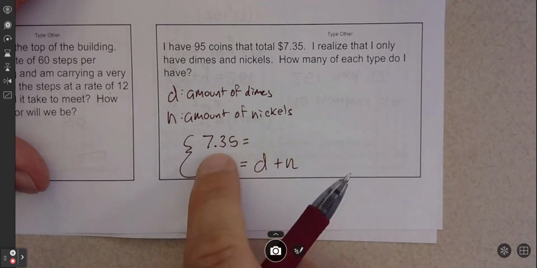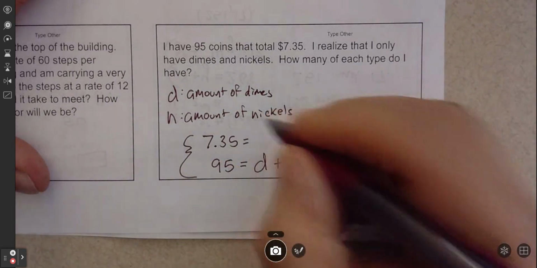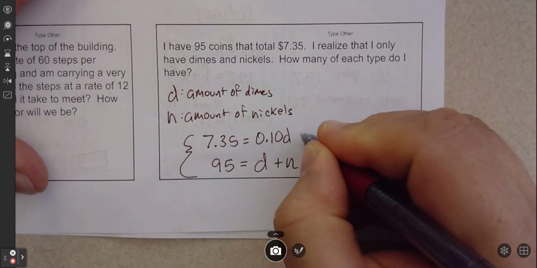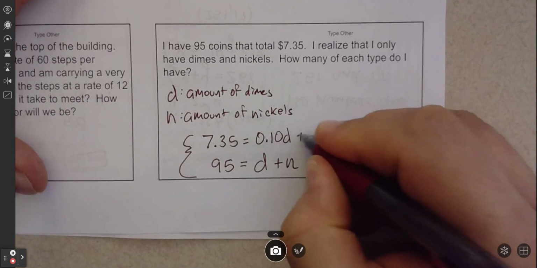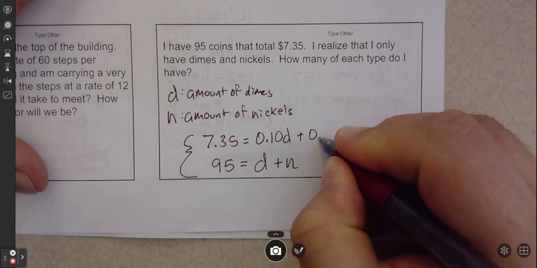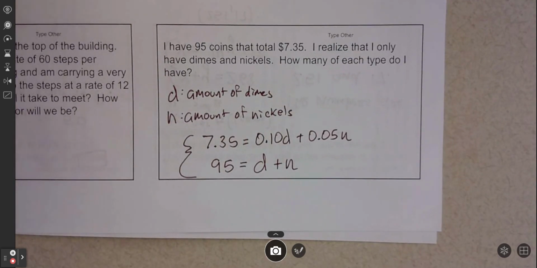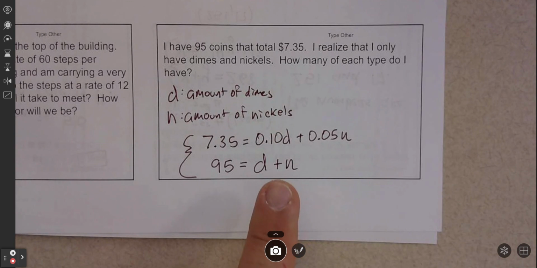When I care about how much they cost, what do I write there, Brody? 0.1 D and 0.05 N. And I'm doing what with them? Adding them. Okay, so one of them has to do with how much value they have, and the other one is just how many coins I have. Can we solve this one? Sure.